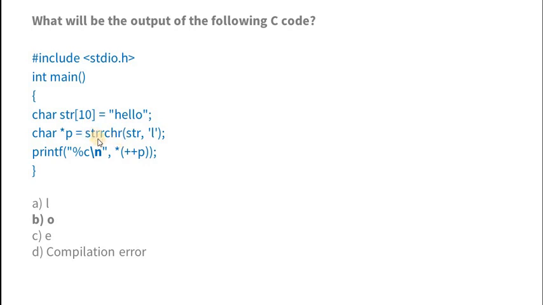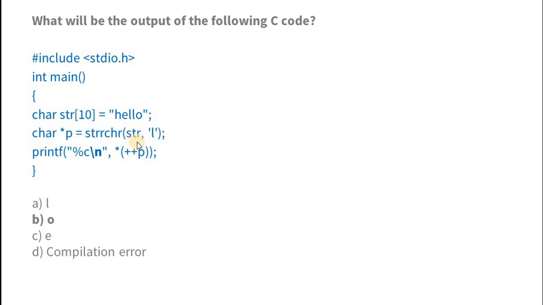Okay, so now if you don't know what the strrchr function is, then you cannot get the output of this particular code snippet. Every single function is very important whenever you are dealing with MCQs. Now let me tell you, this function returns the location of the last occurrence of this L.